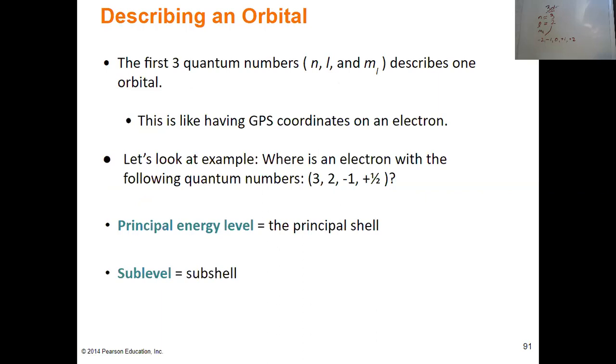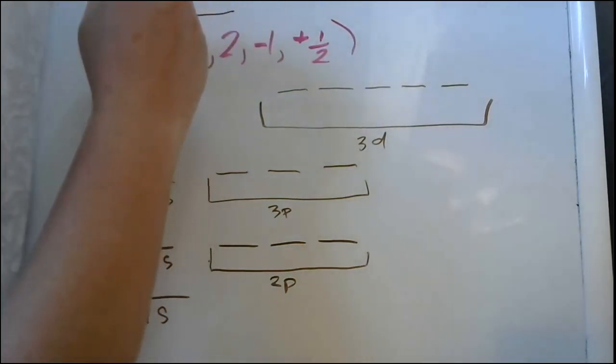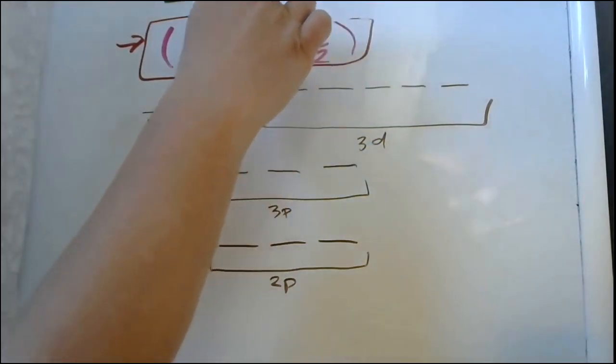So here's a good example. We want to know what electron would have the following 4 quantum numbers, and we're going to actually draw this out. So this is an electron diagram, and we are going to use this diagram and our 4 quantum numbers up here, and we're going to figure out exactly where the electron being described by these 4 quantum numbers would be located. When you're given a set of 4 quantum numbers, they're given in the following order.